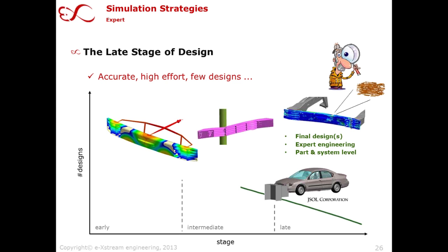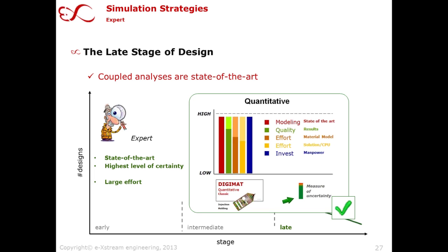So the expert will look into the local microstructure, so on, do the full quantitative Digimat approach, and even will want to take it on the system level of computation. So, for example, going for full car crash. And of course, because this is expert stuff, it means you will have to do a real quantitative approach. It gives you the state-of-the-art in material modeling. It gives you a very high quality of results, the highest possible.